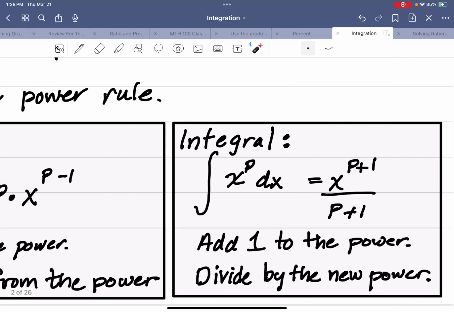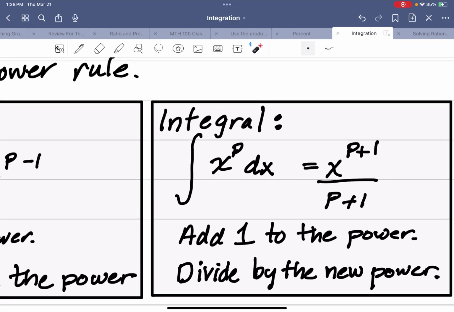When we do the integral, we have to reverse this. So the integral, and this is the symbol, it's a stretched out S. That's what it really is. And later on, we'll talk about why we use that symbol and why this stretched out S is the symbol we use. Now, notice that we have this dx. This tells us the derivative has already been taken of x to the p. And this tells us we want to reverse that derivative.